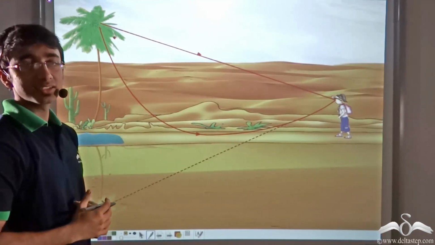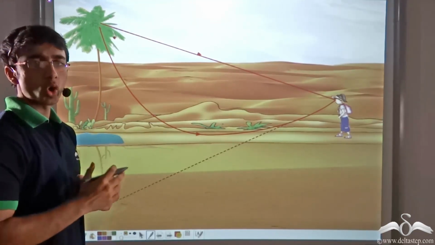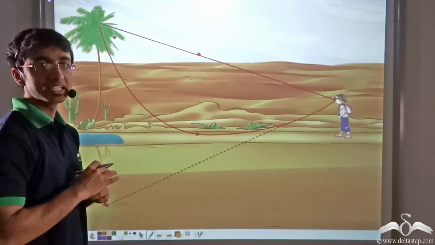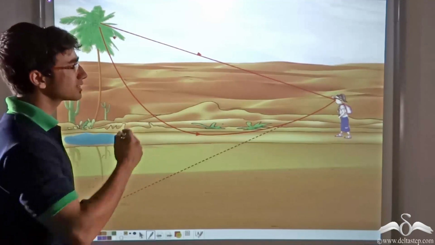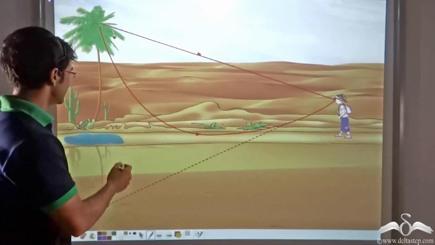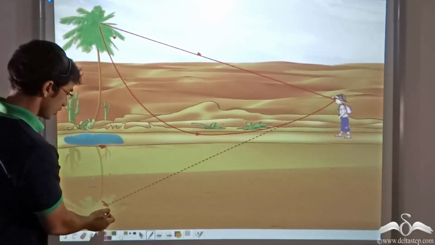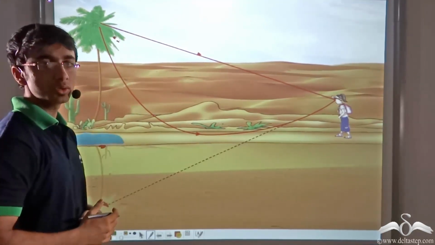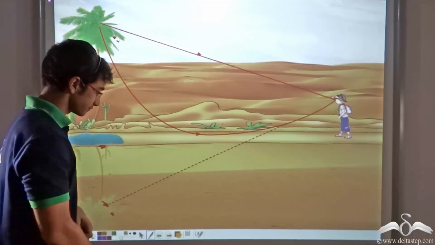Now we know that there is no water in a desert, so obviously the question of a pool in the desert is completely ruled out. So how is the traveler able to see this watery reflection or the watery image of this tree? Let us find out the mystery behind this.